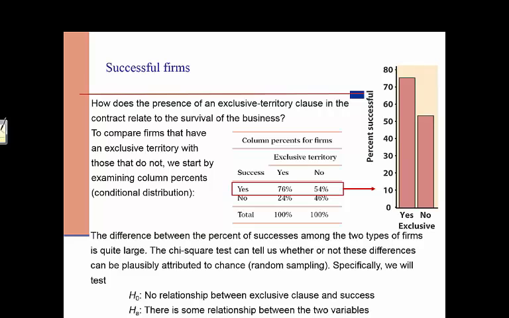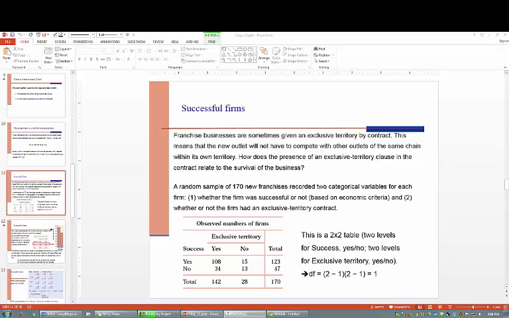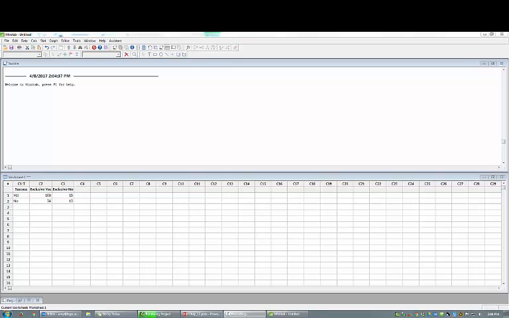Okay, and you can either do it by hand by computing the differences, or you plug it into Minitab and you get the output. So let's practice that in Minitab. All right, then we take this data set of 108, 15, 34, and 13, this table, and we put it into Minitab. Okay, and once it's in Minitab, see, I've given the headings exclusive yes, exclusive no, success yes, no.